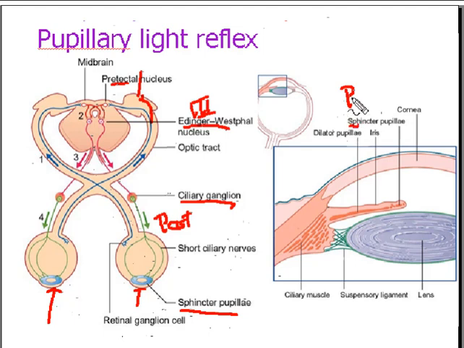So once the sphincter pupillae constricts, the pupil narrows. So this is the light reflex. When you shine a light on someone's eye, the pupil constricts, and this is the pathway, the entire nerve pathway, in order to make the pupil constrict.